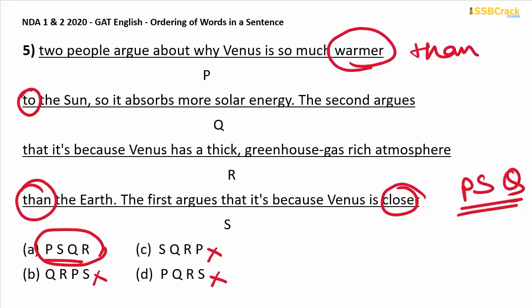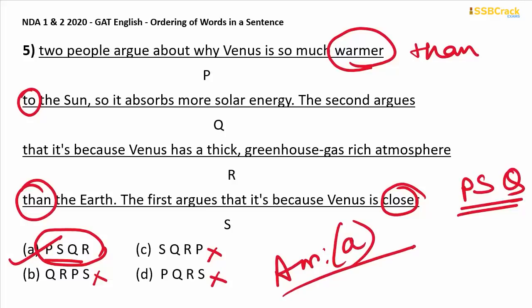So let's find it out again. Two people argue about why Venus is so much warmer than the Earth. The first argues that it's because Venus is closer to the sun so it absorbs more solar energy. The second argues that it's because Venus is a thick greenhouse gas rich atmosphere. It's a complete sentence. So your answer is option A, right?